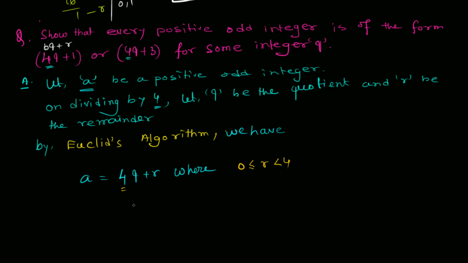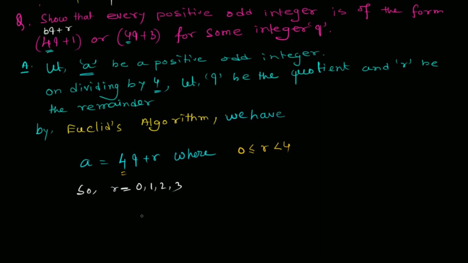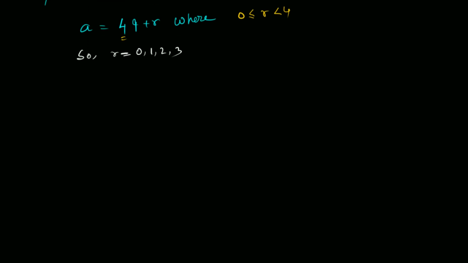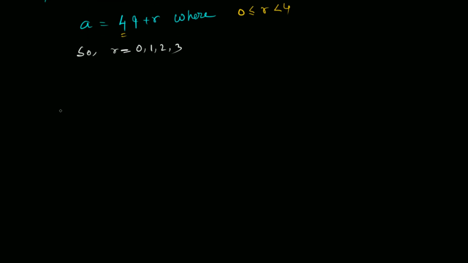Okay, so what are the possible values of r we can have? The possible values of r will be 0, 1, 2 and 3, because it's between 0 and 4, and cannot be equal to 4. So 0, 1, 2, 3. And we have to write down all the possible values of a using these 4 types of remainder. So a can be 4q plus 0, which is equal to 4q.